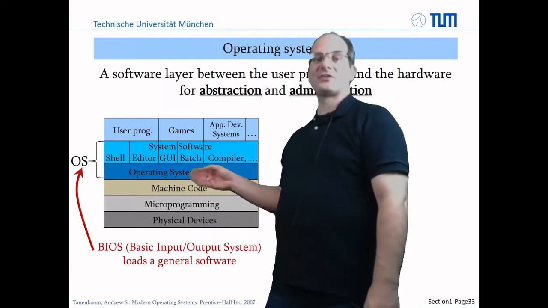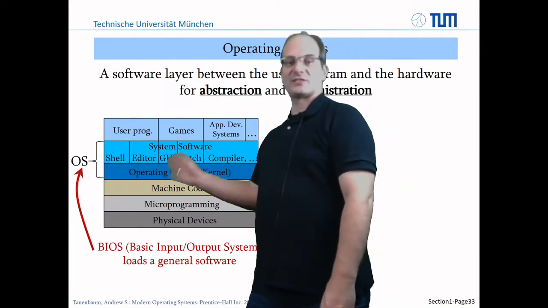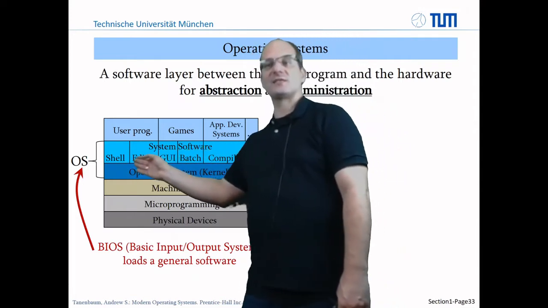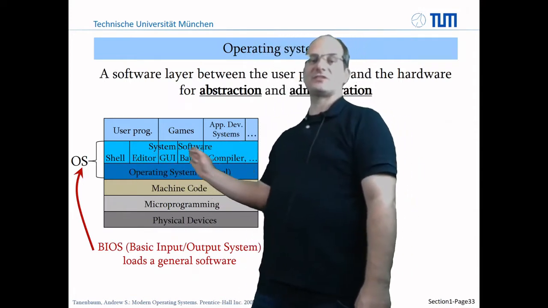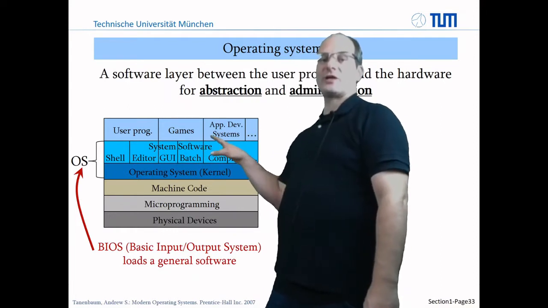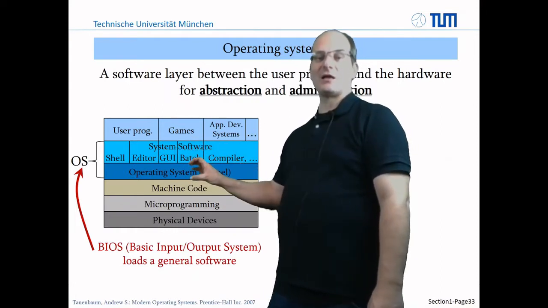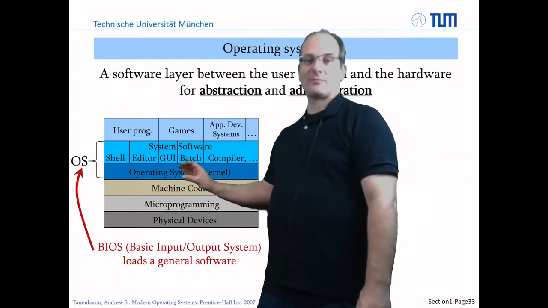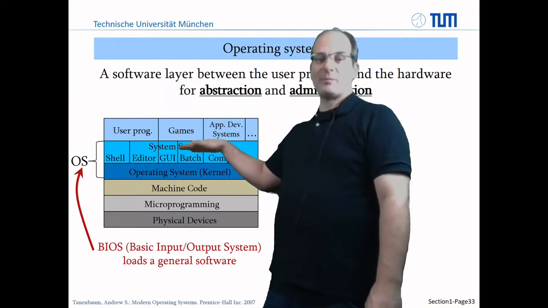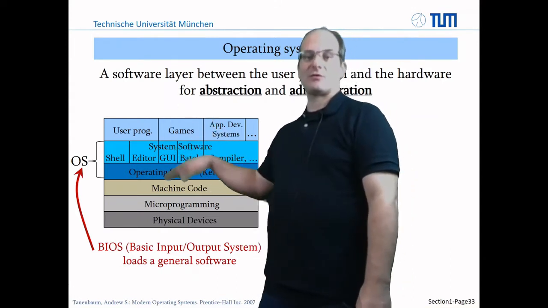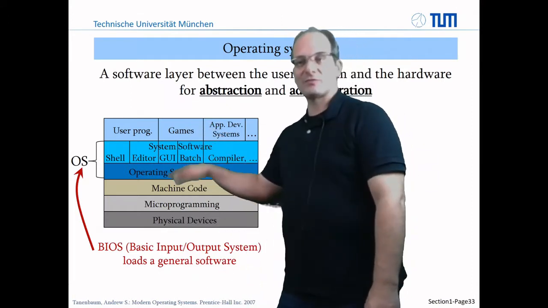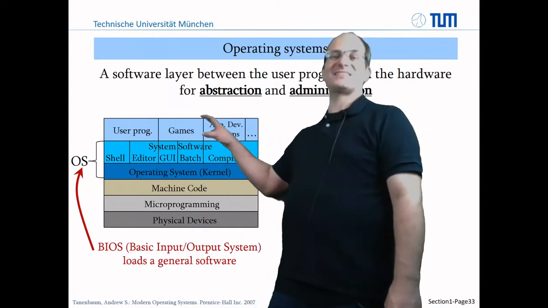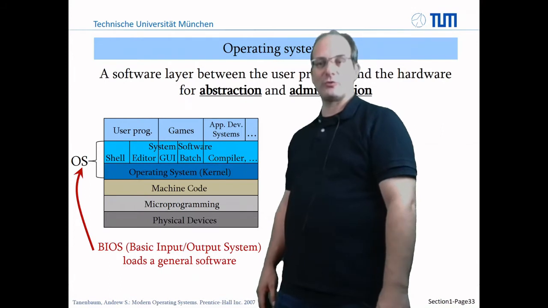And then you have additional things which help to deal with this. For example, shells, editors, graphical user interfaces, compilers, batches, all of this already available in your operating system. But the real hard part which is connected to the hardware is this kernel. And then on top of this operating system you have the rest: all of your user programs, your games, your applications, apps, and other things that you see directly when you contact your computer.